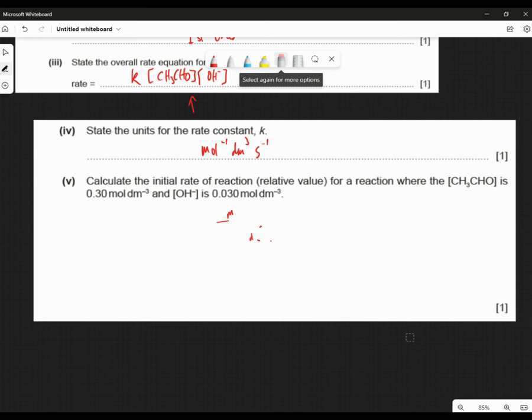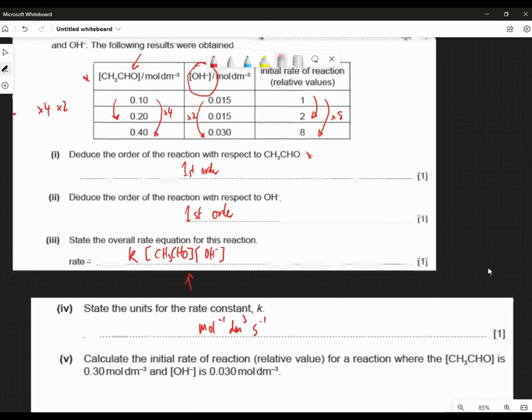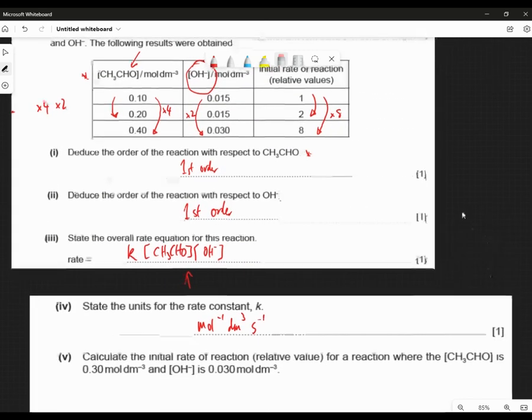All right, this isn't the hard part of the question. It's coming up in a minute. Calculate the initial rate of reaction, the relative value, for a reaction where that is 0.3 and the OH is 0.3 as well. I can't remember the numbers, so let's have a look then.